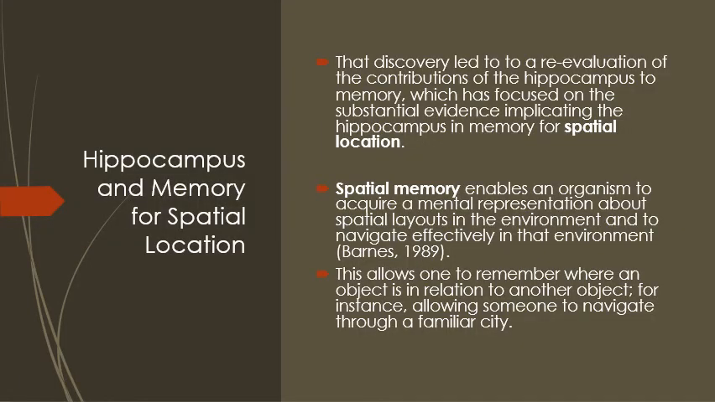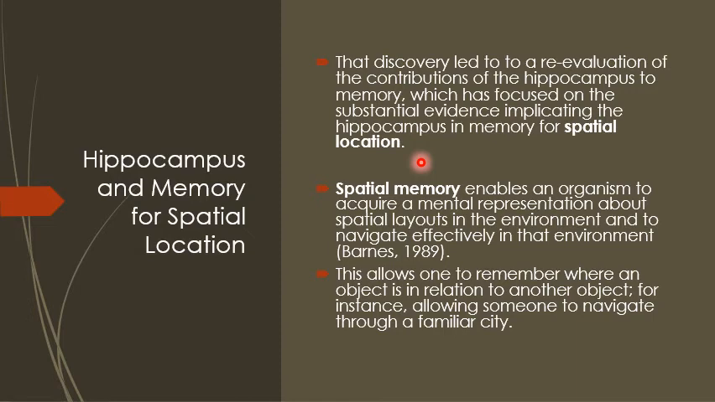So what type of memory is the hippocampus most likely associated with? It's for spatial location. That discovery led to a re-evaluation of the contributions of the hippocampus to memory, which has focused on the substantial evidence implicating the hippocampus in memory for spatial location. So, not object recognition, but more on spatial relations or location.